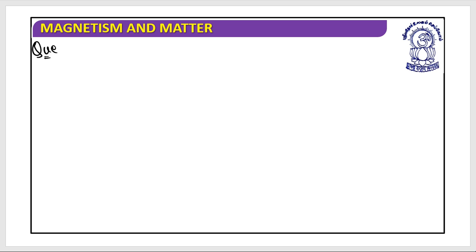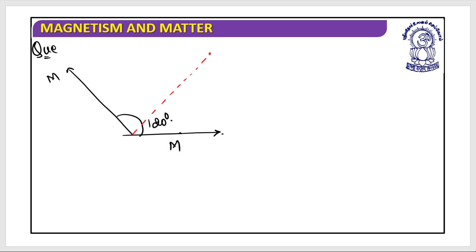Suppose the situation is that this is the first magnetic moment M, and this is the second magnetic moment M. The angle between them is 120 degrees. Let's suppose that on the angle bisector a certain point P is there, at distance r from this. As I said, it is an angle bisector, so this angle should be 60 degrees.